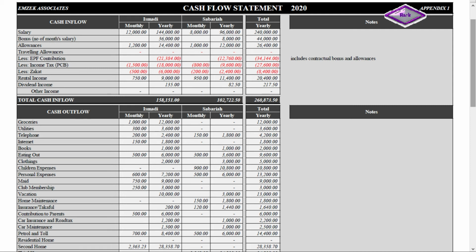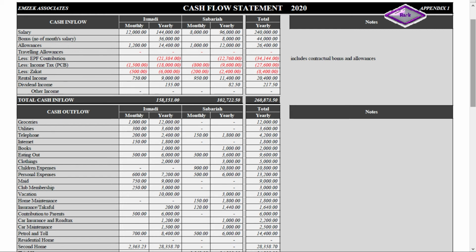We have allowances for this case, except for traveling allowances, because traveling allowances is not mentioned in the case. We also deduct the EPF deduction, tax through PCB, and also zakat payment through salary deduction. And also we have other income like rental income and dividend income.